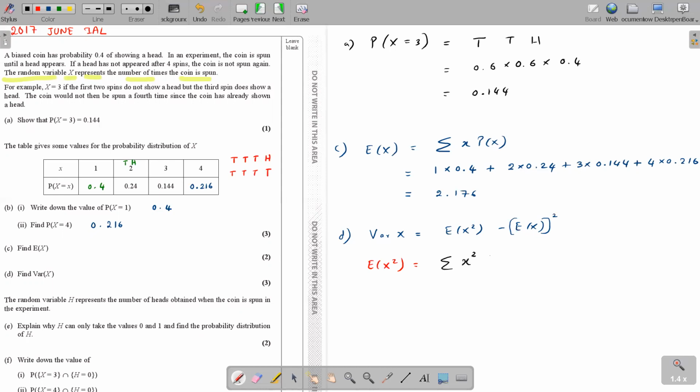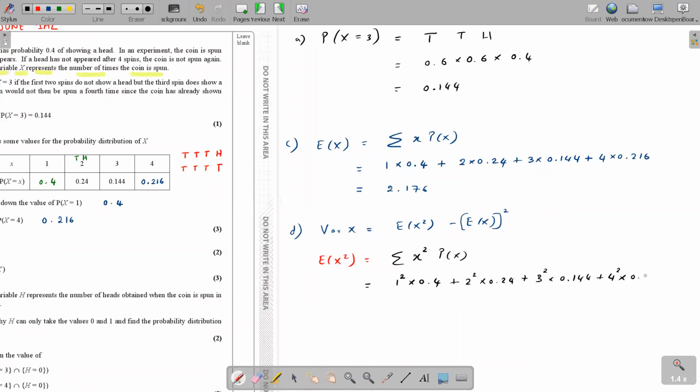Summation of X squared times the probability. You take not the X value but the X squared value and multiply with the probability. So X value is 1, so 1 squared multiplied with 0.4. The next X value 2, so 2 squared multiplied with 0.24. Next X value 3, so 3 squared multiplied with 0.144. The next is 4 squared multiplied with 0.216. Give me the answer for E(X squared), children. How much is it? Type everything in the calculator and give me the answer quickly.